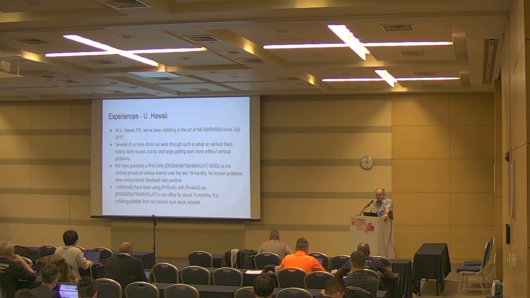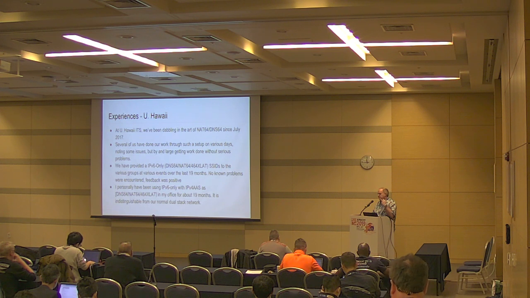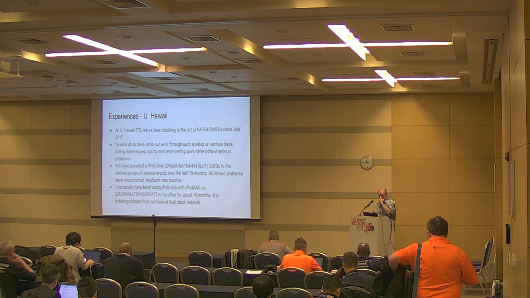I personally have been using IPv6 only with IPv4 as a service in my office for about 19 months. So my desktop that I have plugged into the switch in my office only has a V6 address, or only can reach the internet by V6. And it's not been a great big problem. Occasionally things pop up that I want to blame on the new kid, but I haven't really followed through and discovered that they really are.